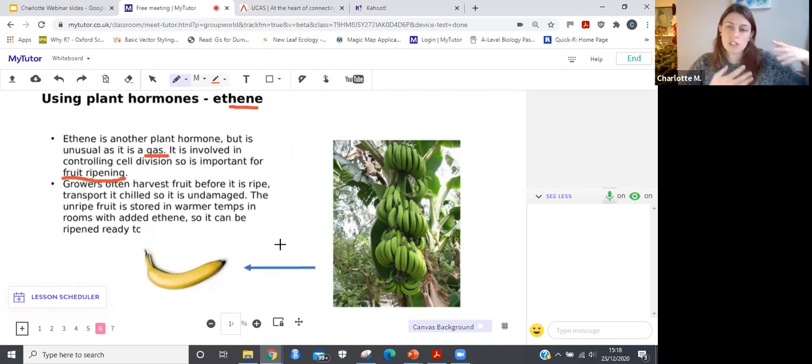And once they arrive in the UK, they are stored. And when the supermarkets are ready for them, the temperature will be raised and ethene will be added. And as a plant hormone, that tells those bananas, we need you ripe now. So the bananas ripen up and then they can be used in the supermarkets and sold. So quite often bananas are picked green and then when we buy them, they'll be yellow. That's with the use of ethene that we can do that. So that's pretty cool.